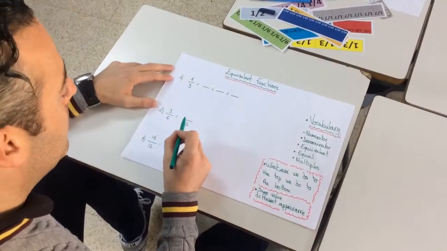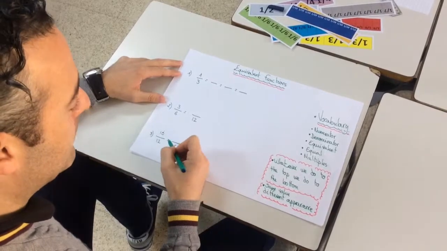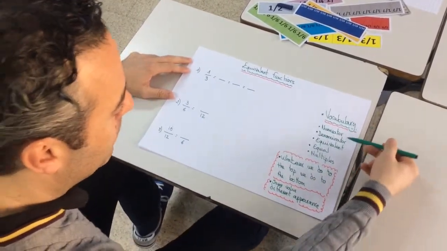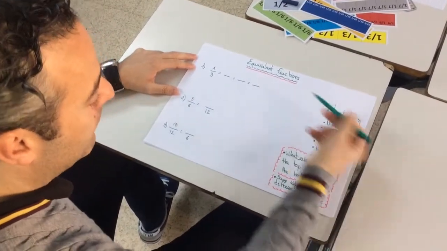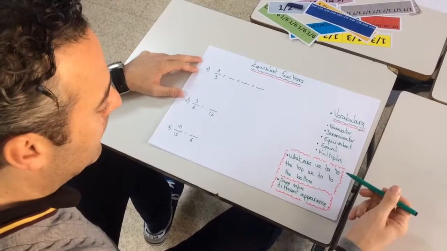In this video we're going to see how we can find equivalent fractions. We're going to have a look at a few examples. There is some very important vocabulary that you already know: the numerator, the denominator. Equivalent and equal are very important words that we're going to be using. And then the word multiples, which you will see in a second as well.